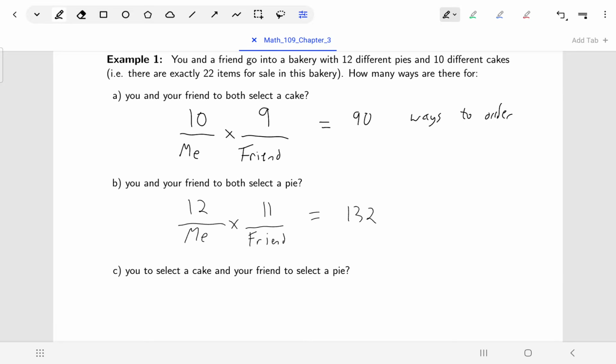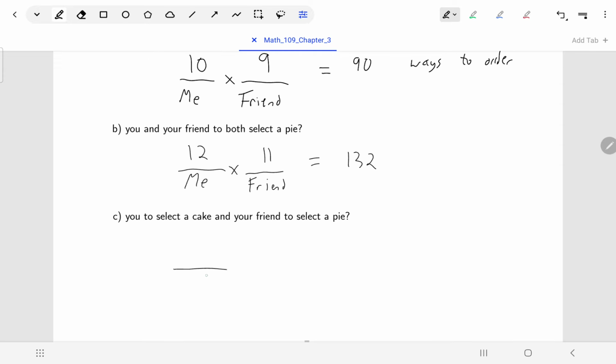And then one last. I'm going to select a cake, and my friend is going to select a pie. So there's going to be one activity: me selecting a cake, and then my friend who's going to select a pie. So I'm going to start off. I have 10 choices for my cake. And it doesn't really matter what I pick. That's not going to affect the number of pies. There's still going to be 12 pies in the store. So it looks like there should be 120 ways for us to make our order at this pie and cake store.